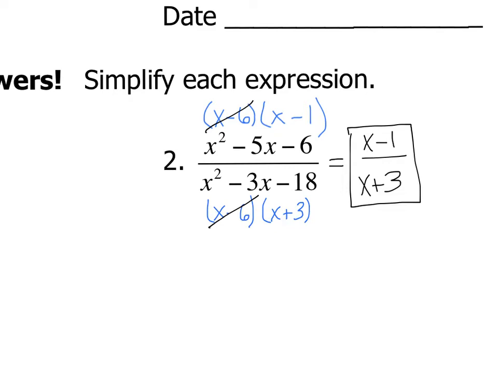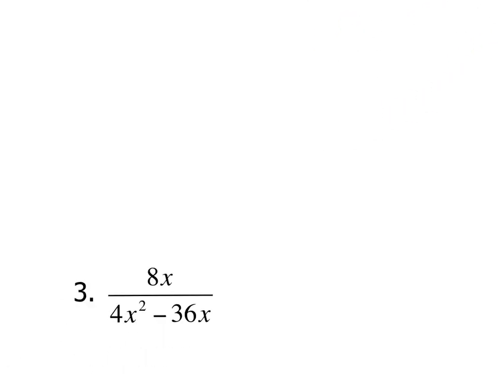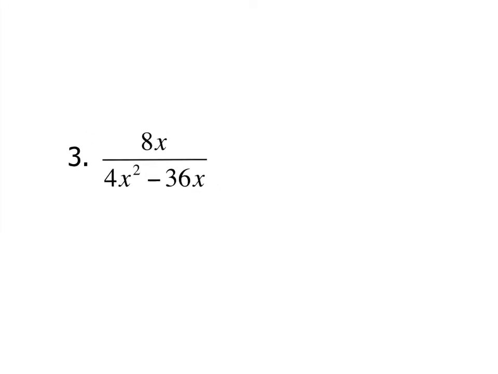The other one that I think might have been a little bit difficult was number 3, because the top part, there's nothing you can do with the top part. The top part is just going to be 8x. But the bottom part, you got to do a couple things. First, you want to take a GCF out if you can. Always take a GCF out if you can, and then factor.